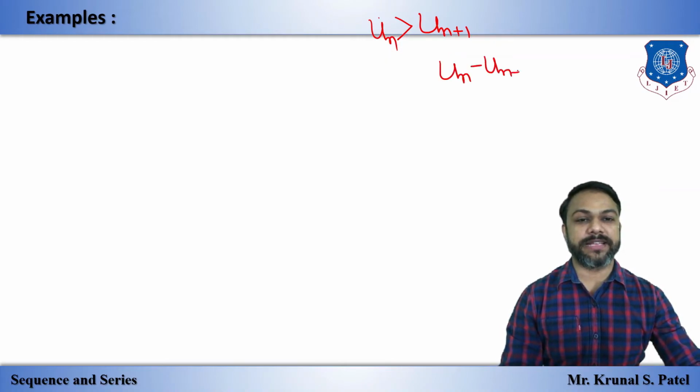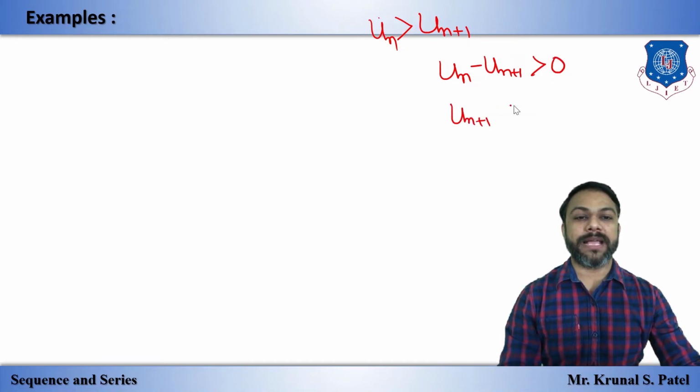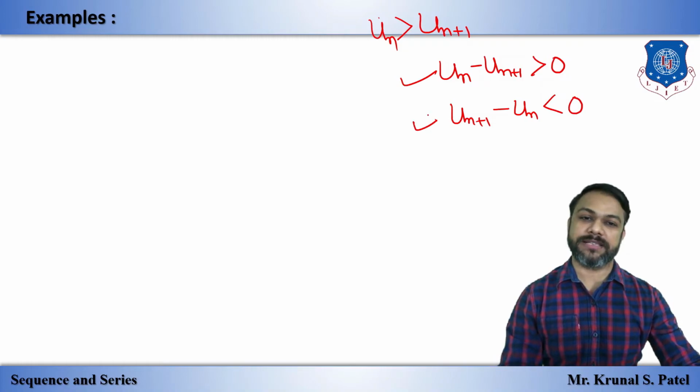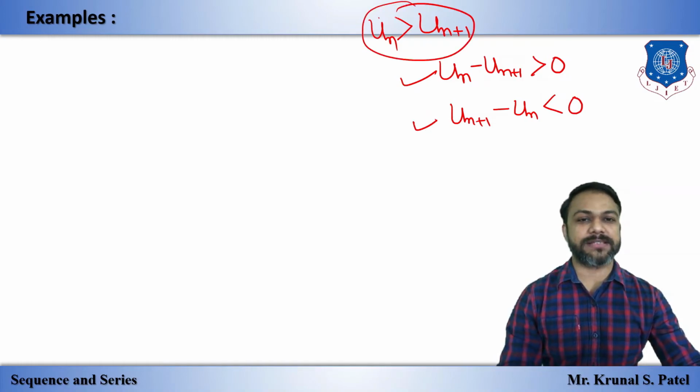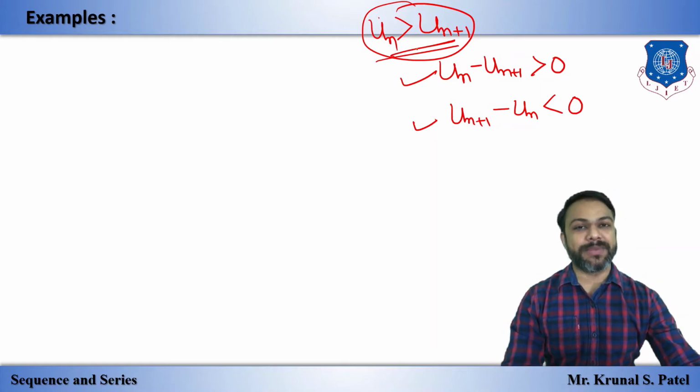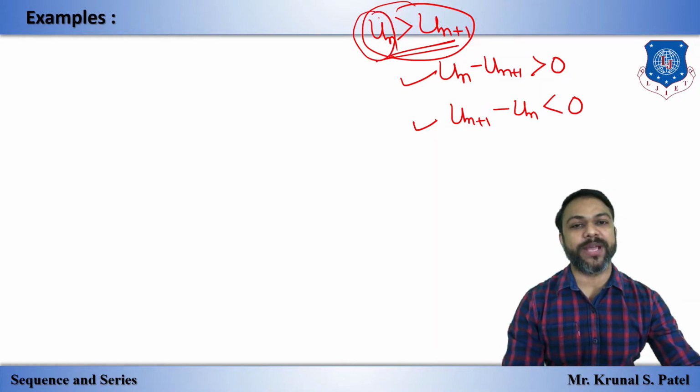This minus this is greater than 0, or you can say that u(n+1) minus u(n) is less than 0. You can check this or this. If you get this, then you can say that each term is numerically less than its preceding term. So by Leibniz test, we have to check the limit for u(n) only.